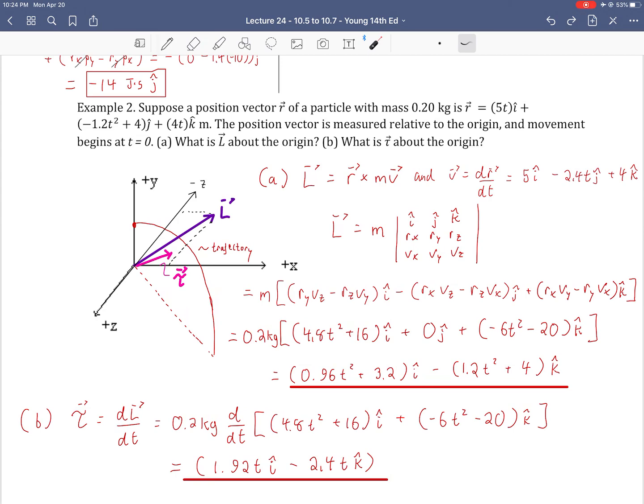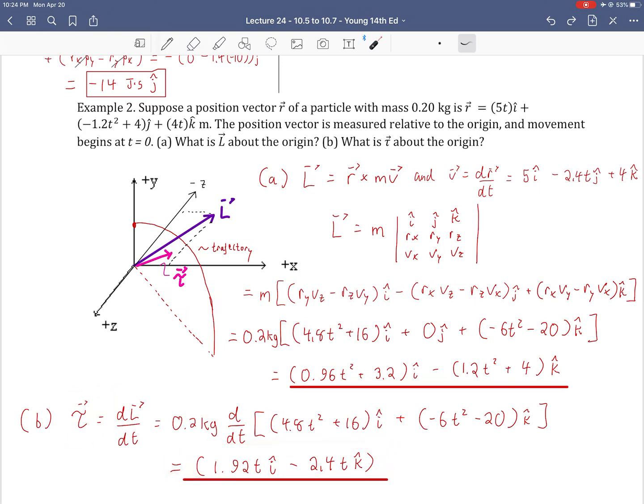For example, this would become 2 times 4.8, so 9.6t. This would just become 0. This over here would become negative 12t. That would also just become 0. And then all I do is just distribute the 0.2. So when I distribute the 0.2, I just get 2 linear values.